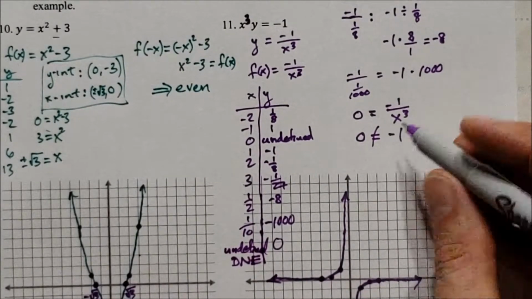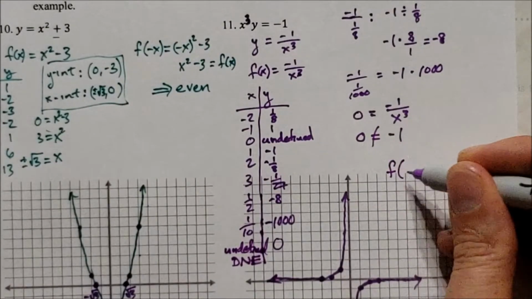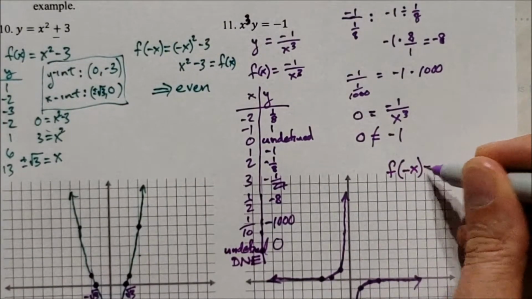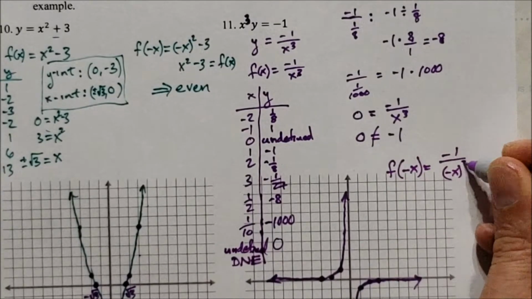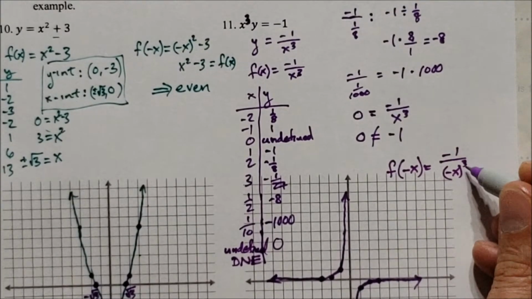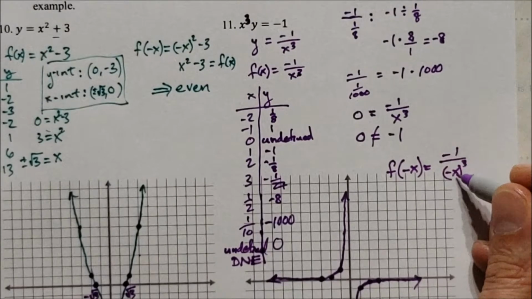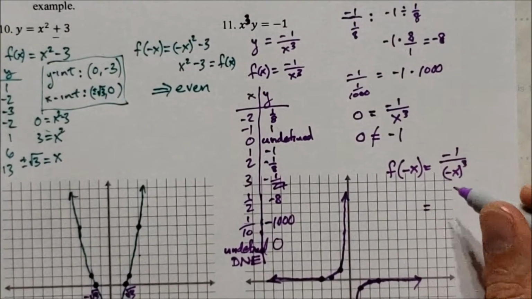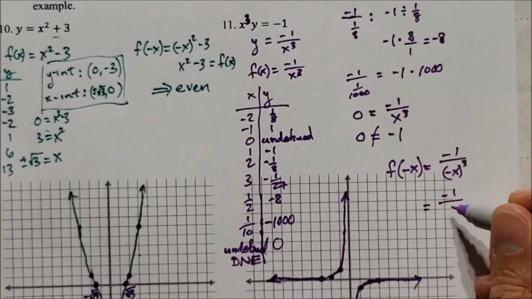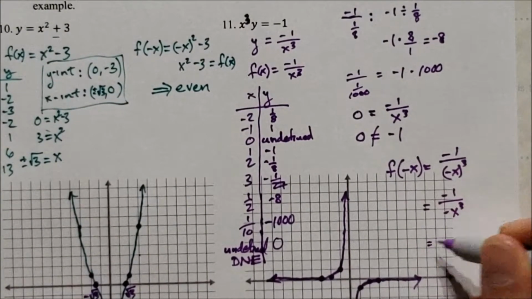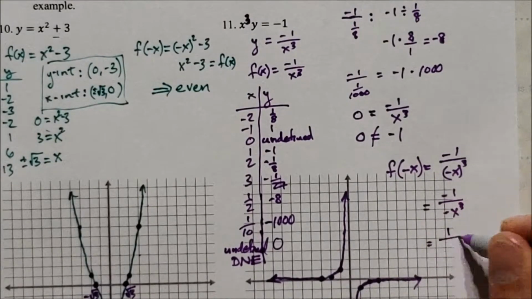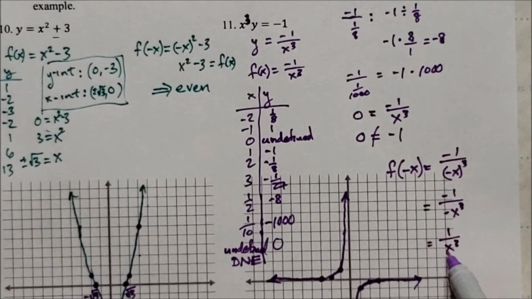Well, let's test for symmetry. We're going to do the same test. f of negative x equals negative 1 over negative x cubed. What happens when we cube negative x? Well, it's again 3 negatives multiplied together, which is another negative. So this is negative 1 over the opposite of x cubed. Simplify that. Negative over negative is a positive, 1 over x cubed.